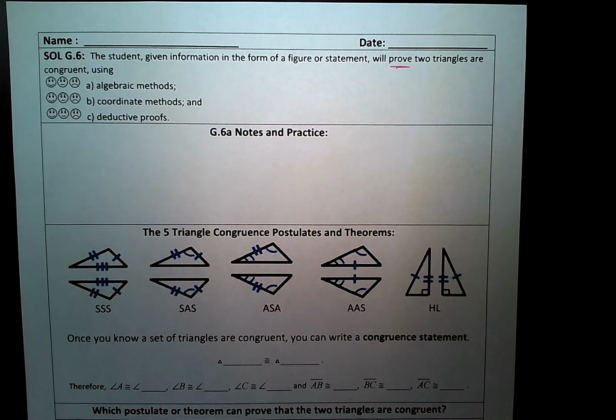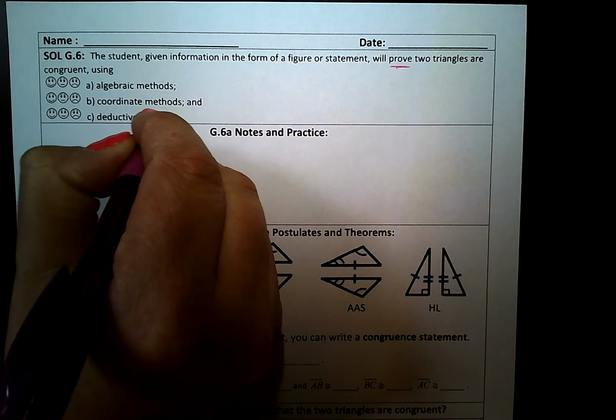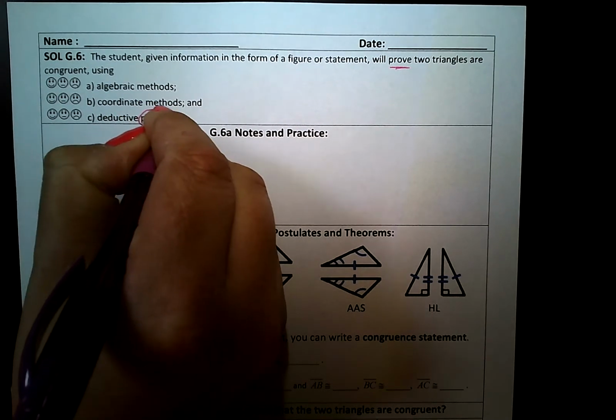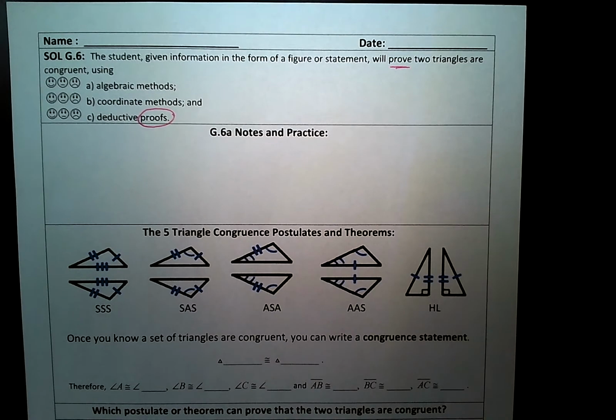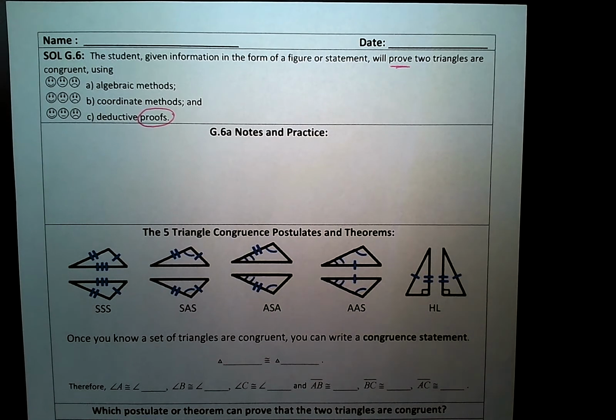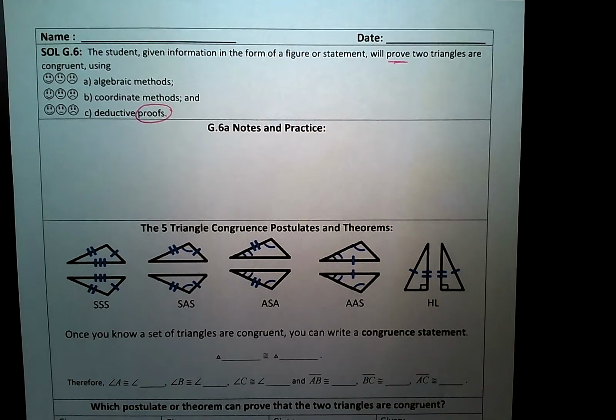And here are the three ways we have to be able to work with proving two triangles are congruent. We have to be confident in our algebraic methods, coordinate methods, and deductive proofs. There's that word again. Here is the section that proofs pop up. Okay? So let's first look at part A here, our algebraic methods.